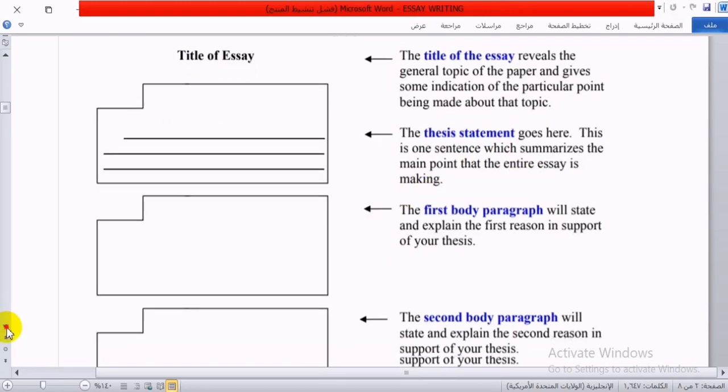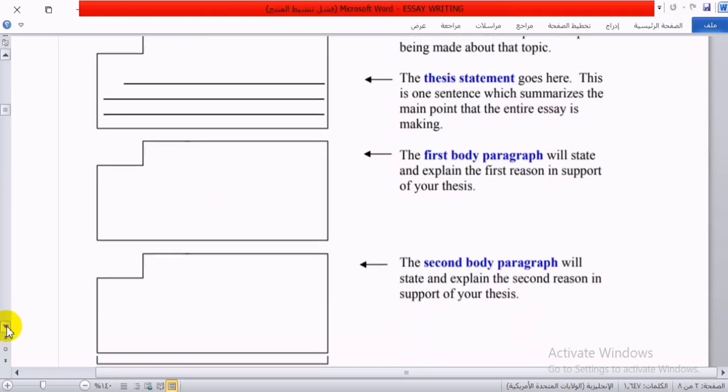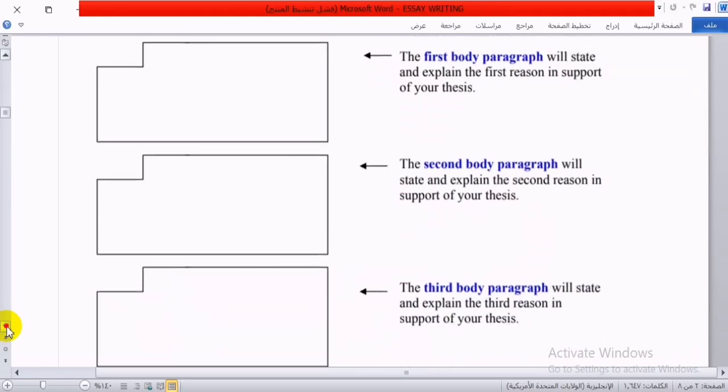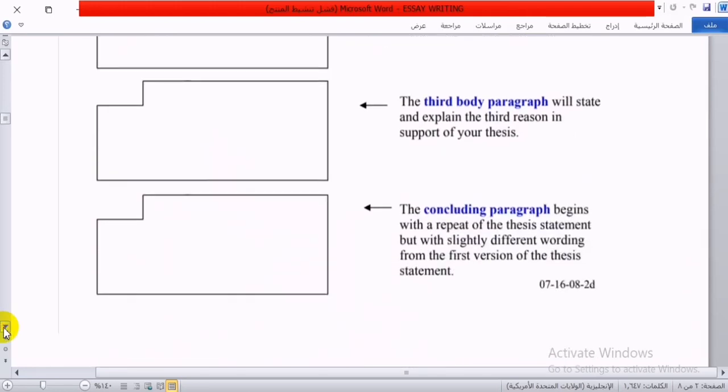And here is the first paragraph, and here are the second and the third paragraphs, and finally we end the essay with a concluding paragraph, which begins with a repeat of the thesis statement but with slightly different wording from the first version of the thesis statement.